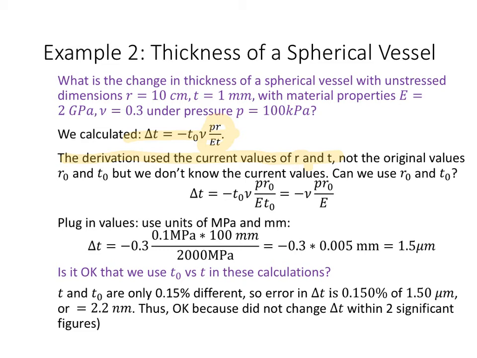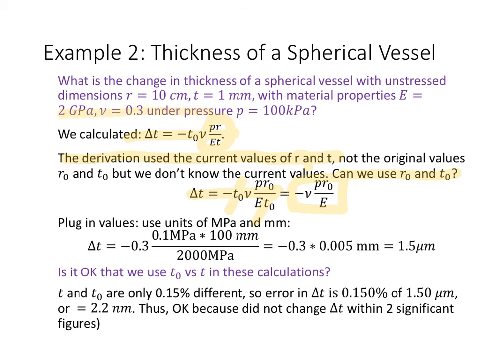In this case, though, we don't have the current values, so we ask, can we use R naught and T naught? We'll do a trick here that you can always use: we'll go ahead and use them, but then find out at the end what the strain is in this situation, which will tell us how good the approximation is. So the change in thickness is minus T naught times the Poisson ratio times this ratio using the original values. Now the T naughts cancel, and our change in thickness is minus Poisson ratio times the pressure over the Young's modulus times the initial radius.